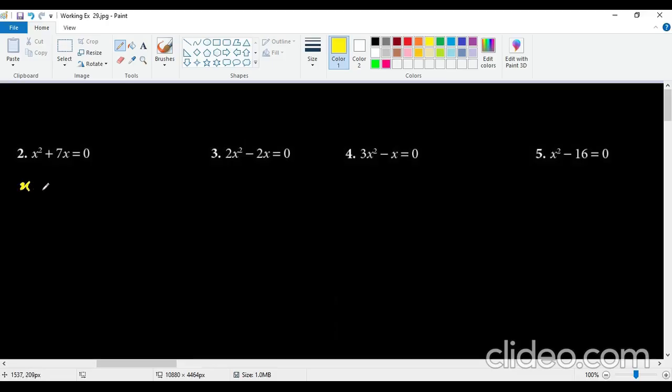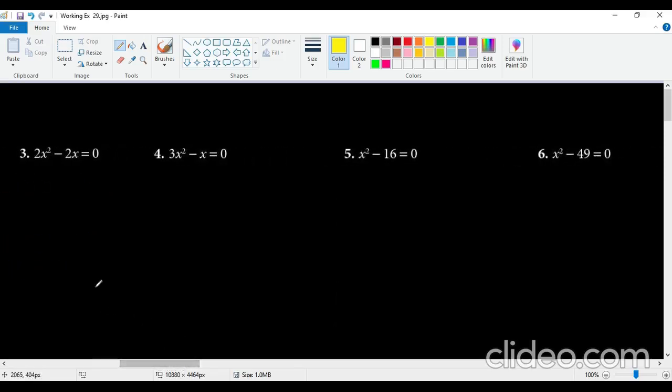So x plus 7 is going to be another factor. The first factor is x equals 0 and the second, x plus 7 equals 0. That means the value of x is going to be negative 7. So 0 and negative 7 is the answer for this question.